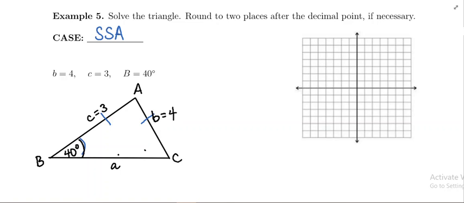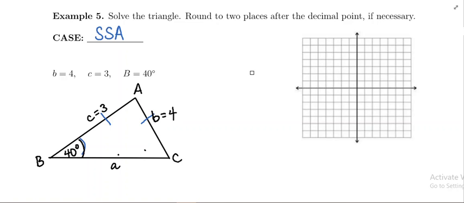Okay, so let's get started. We need to find side A's length. We need to find the measure of angle C and the measure of angle A. We need to figure out where to begin. Which of the 3 quantities that we are looking for is going to be the easiest to find?